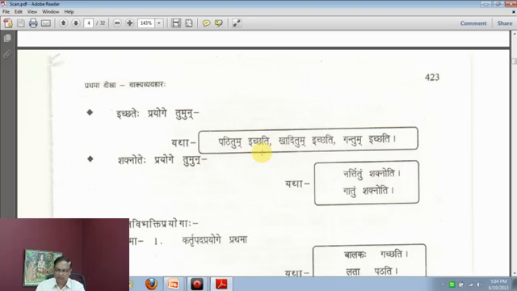And these examples are the shaknotehe prayoge tumun. We have also seen how with the verb shaknu, capable, we use the tumun. For example, nartitum shaknoti. She is capable of dancing, to dance. Nartitum, to dance, shaknoti, she is capable. So in the sense of capability also we use tumun. Another example, gatum shaknoti, means she is capable of singing. She is skilled to sing, capable for singing.